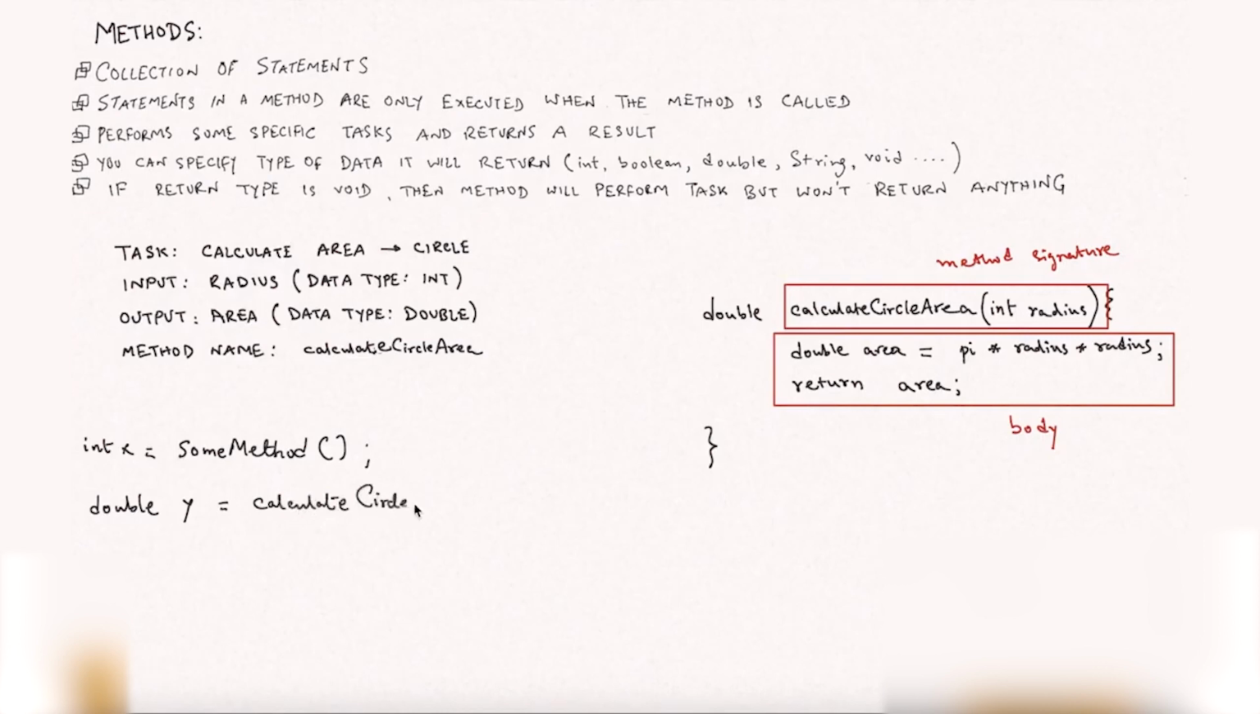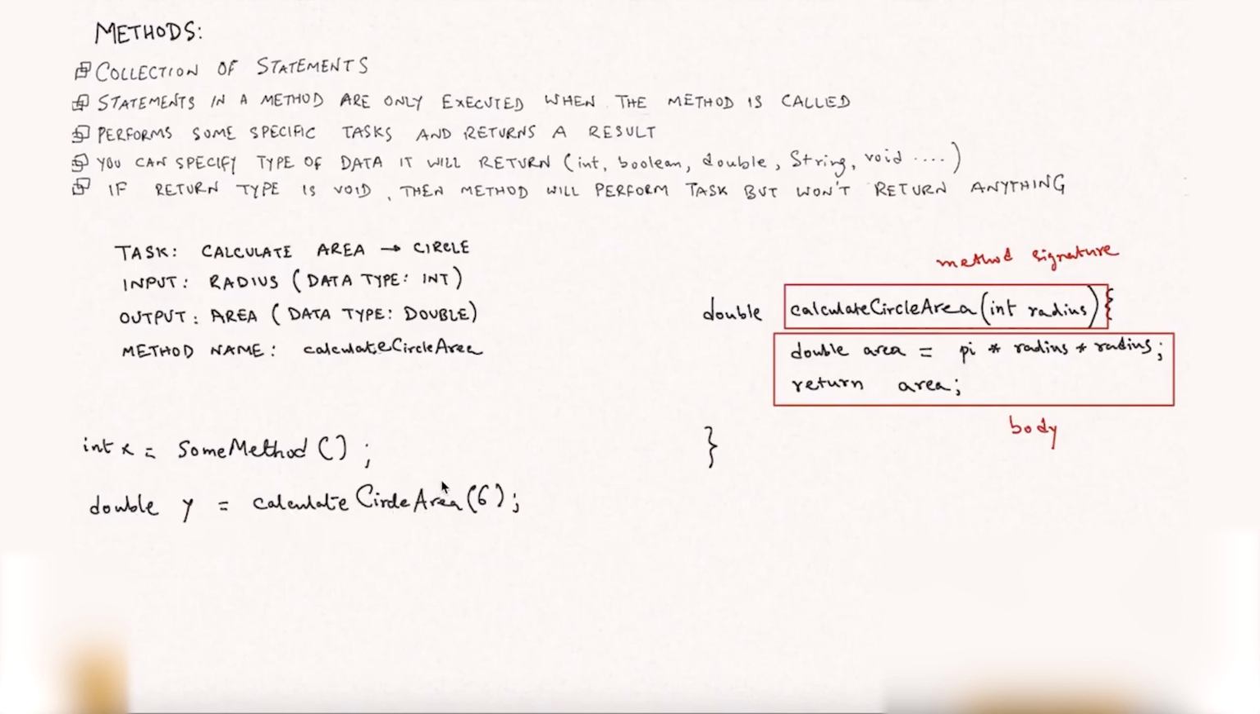So we'll say double y = calculateCircleArea. Let's say the radius that we want is 6. So this is how we'll call the method. We'll call the method using this, and then whatever result we get, we will store that in this variable. So that is how you call methods.